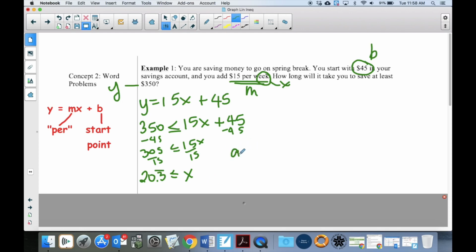So at least 20.3 weeks. If you wanted to, you could say, well, really, it's $15 per week. Your parents probably aren't giving you money in the middle of the week. They wait till Sunday, or however you are saving your money, your job, or what have you. So you might say at least 20 weeks or 21 weeks. That's okay. If you want to say at least 21 weeks, that's okay too.